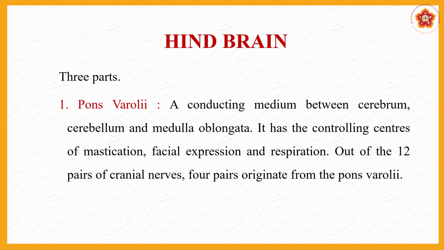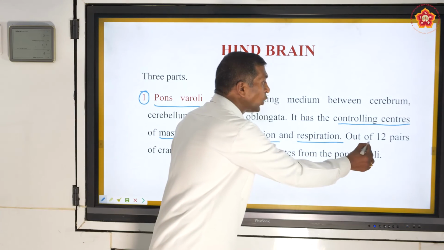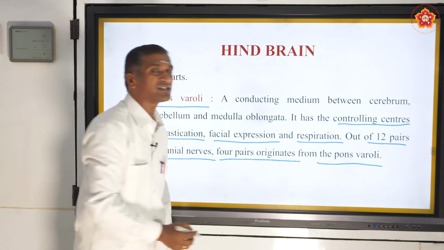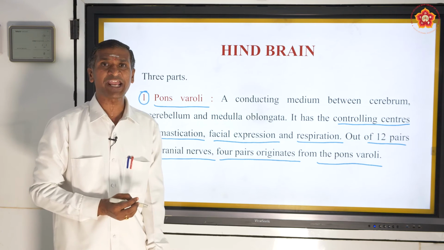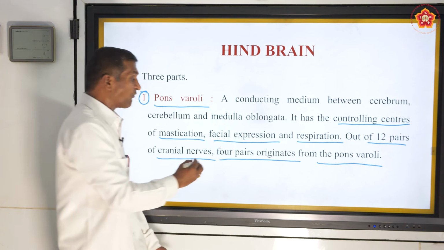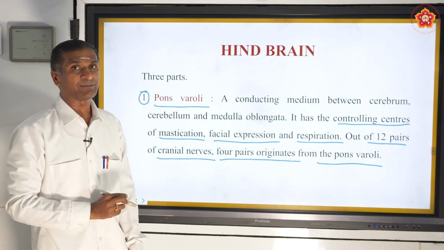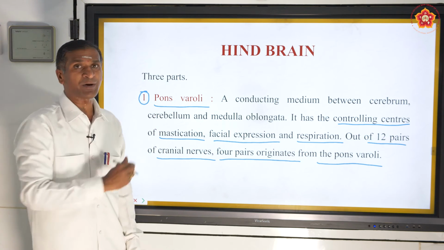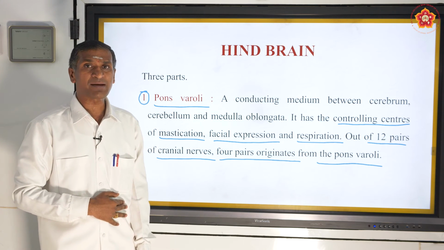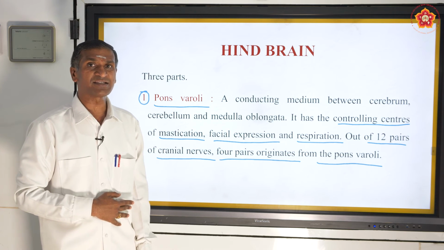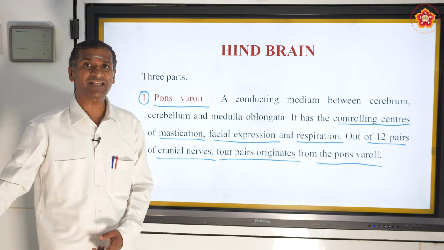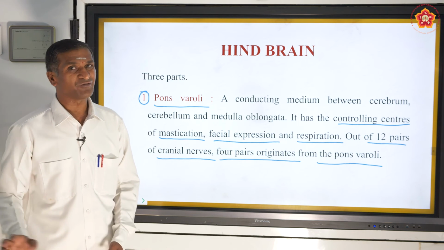And respiration, it also helps in the respiration. Out of 12 pairs of cranial nerves, 4 pairs originate from pons varolii. The cranial nerves are the brain nerves. There are 12 pairs which come from the brain, and out of that 12 pairs, 4 pairs originate from pons varolii. This is about the hindbrain's first part, pons varolii, which is a conducting medium for cerebrum, cerebellum and medulla oblongata. It has the centers for mastication, facial expression and respiration. 4 pairs of cranial nerves originate from it.